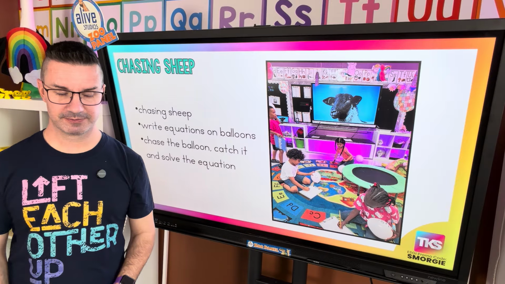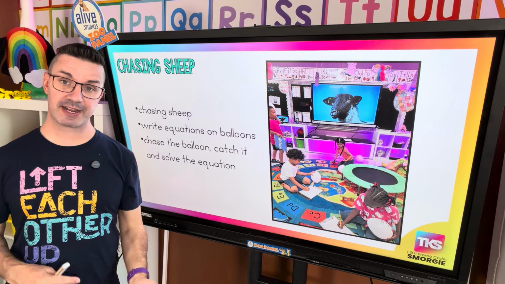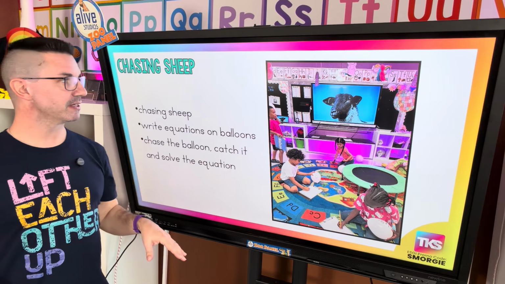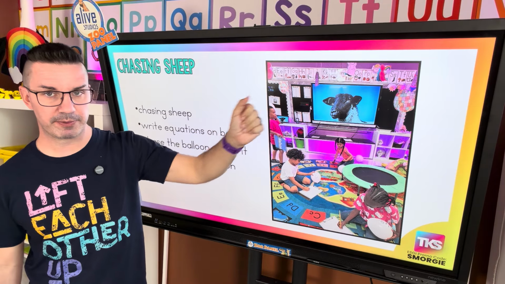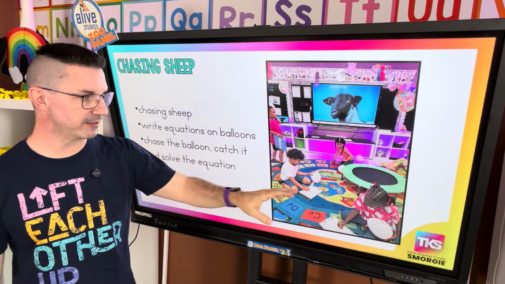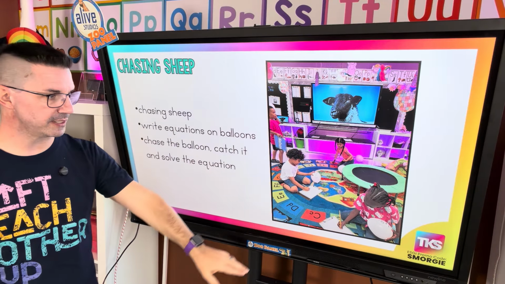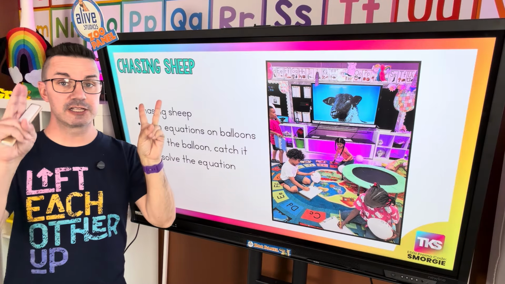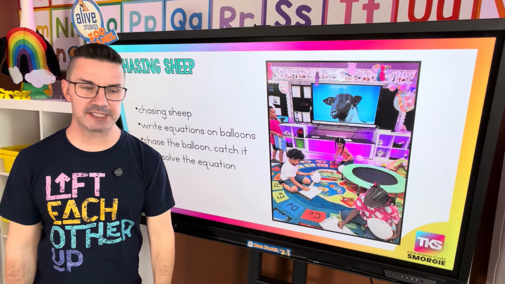This one I love. Actually, I love all of them. They're all so much fun. Again, this one is very abstract because it's just equations, but we're having a little bit of fun. This one is called Chasing Sheep. So what I do, we put a picture on our smartboard. That's basically what I use my smartboard for, pictures for a little background. On the balloons are the equations. So I just write the equations on white balloons. They have their recording sheet. They're going to chase the sheep. When they catch the sheep, they're going to solve the equation. All right?